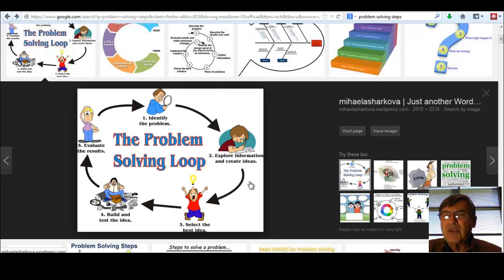Now, you don't have to do the other part because it's only a 50-minute lesson, 45 to 50-minute lesson. So the building and testing the idea and evaluating the results would come later. It's good to teach that, but you won't expect it for this activity for this lesson. So basically, you're doing steps 1, 2, and 3 today. Okay, there are other ones that we can look at as well.